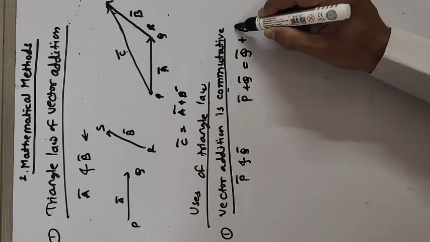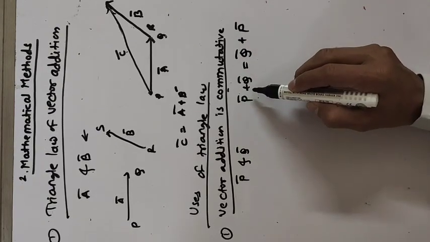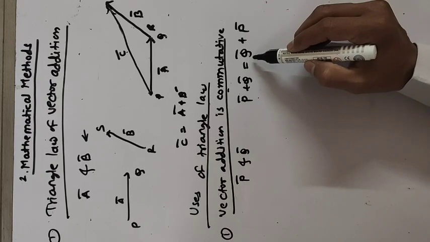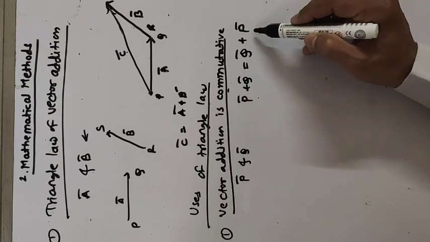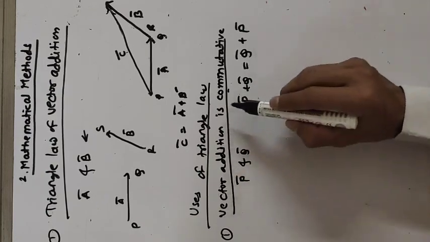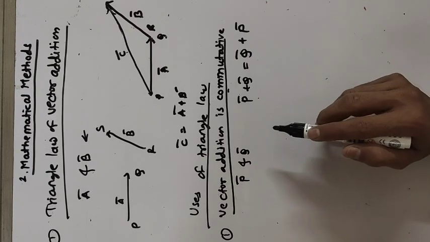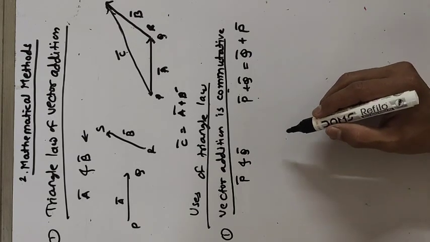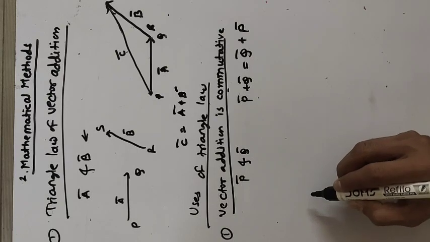पहिला वेक्टर हा दुसऱ्यामध्ये ॲड केल्यानंतर जो रिझल्टंट मिळेल तोच रिझल्टंट आपल्याला केव्हा मिळणार आहे? दुसरा हा पहिल्यामध्ये ॲड केल्यानंतर. That is, vector addition obeys the commutative law. Okay, let's see by the diagram.